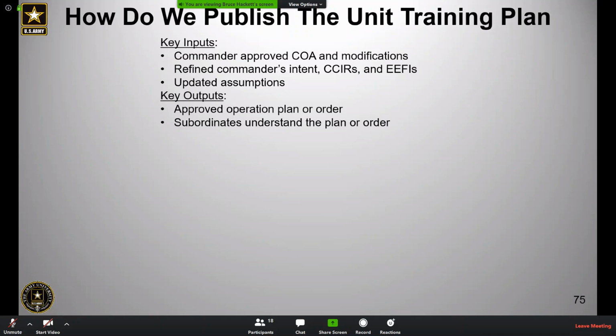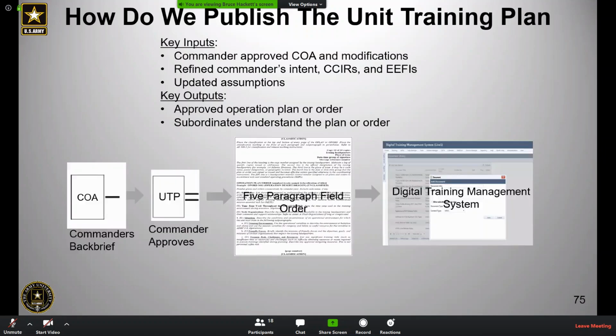The key inputs. Key inputs to the training plan are the commander's approval of the COA or modifications, your refined commander's intent, the critical information requirements, your essential elements of information, and your updated assumptions. Your key outputs are your approved operation plan or order and your subordinate understanding of the plan or order. Okay, it starts with the course of action development, the commander's back brief, your course of action decision, your unit training program, the 5-paragraph field order, which we've discussed, and going into the DTMS, actually Digital Training Management System process.